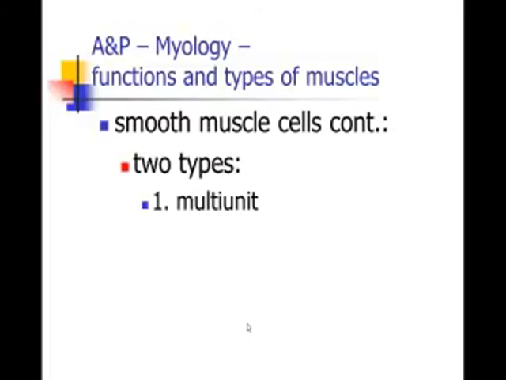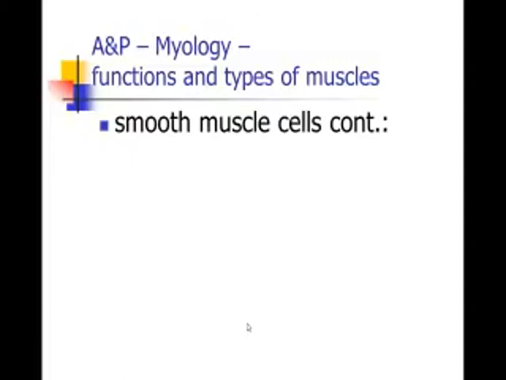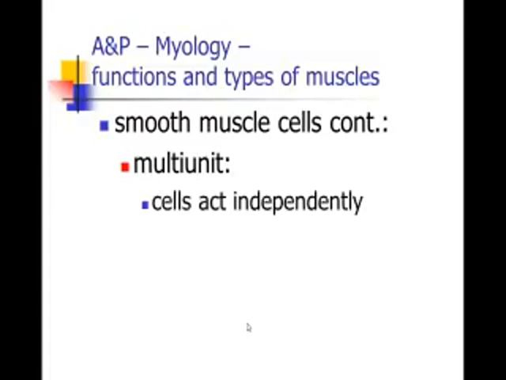There are 2 kinds of smooth muscle. There are multi-unit cells, and there are single-unit cells, or visceral cells. And we'll talk about both of these types. We'll start with the multi-unit. So multi-unit means that there are multiple units. They act independently of one another.